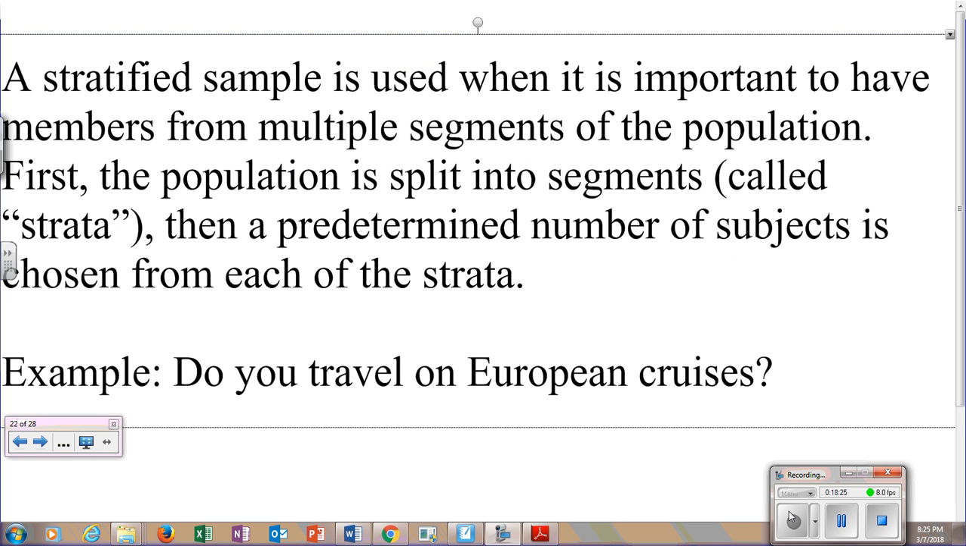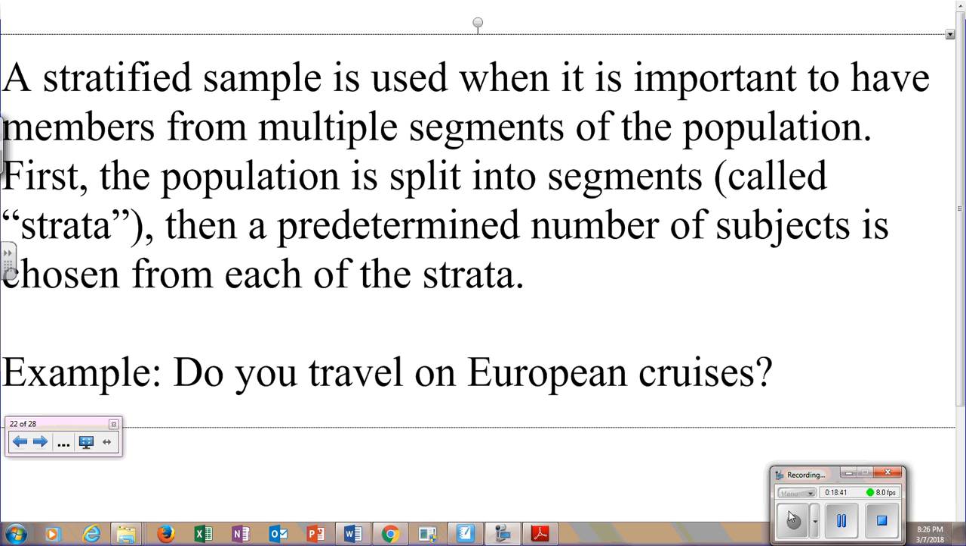Next is a stratified sample. It's used when it's important to have members from multiple segments of the population. First, the population is split into segments called strata. Then a predetermined number of subjects is chosen from each of the strata.